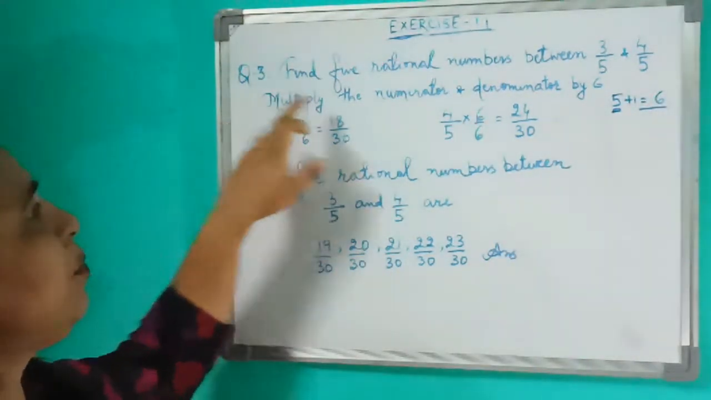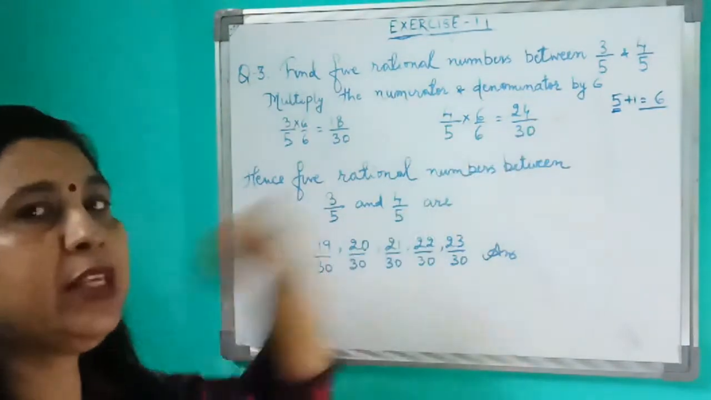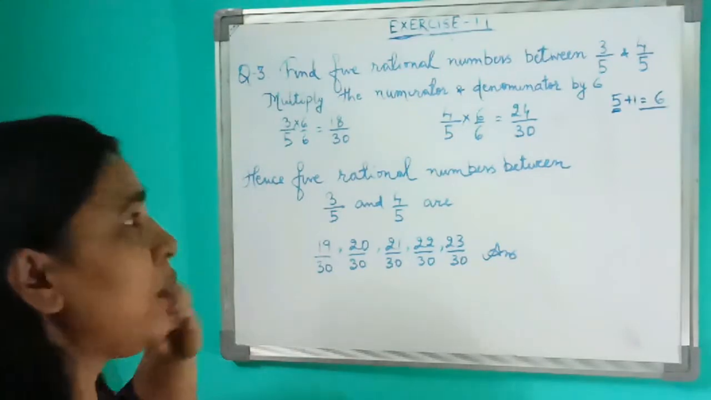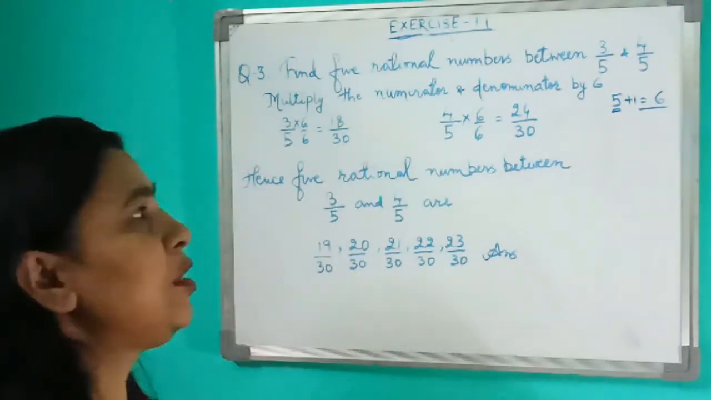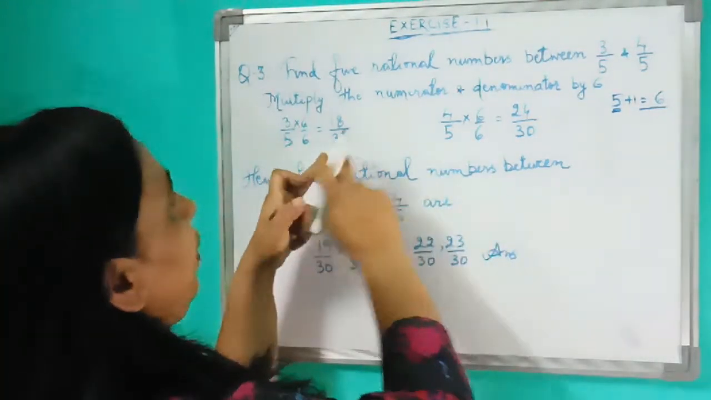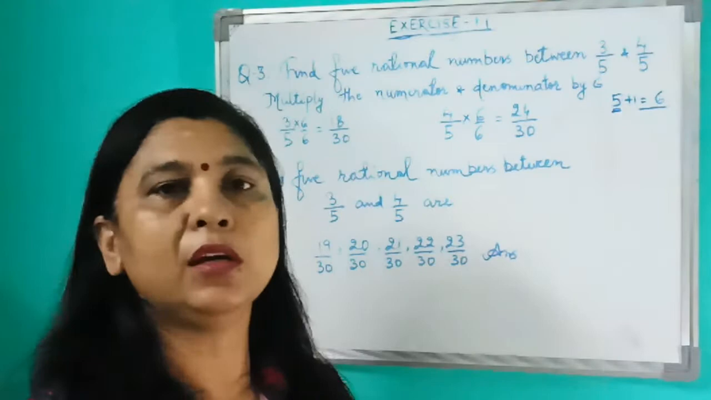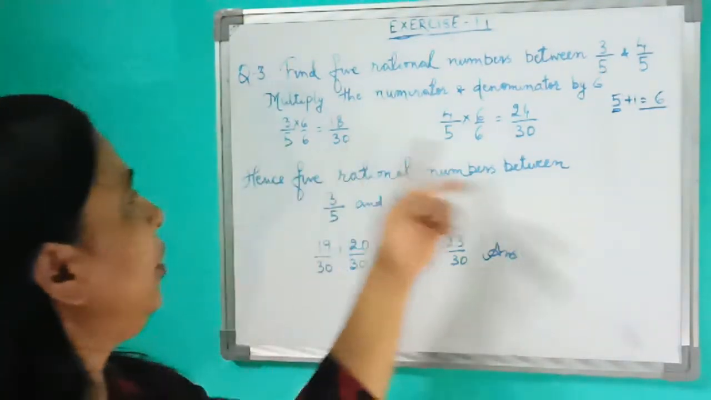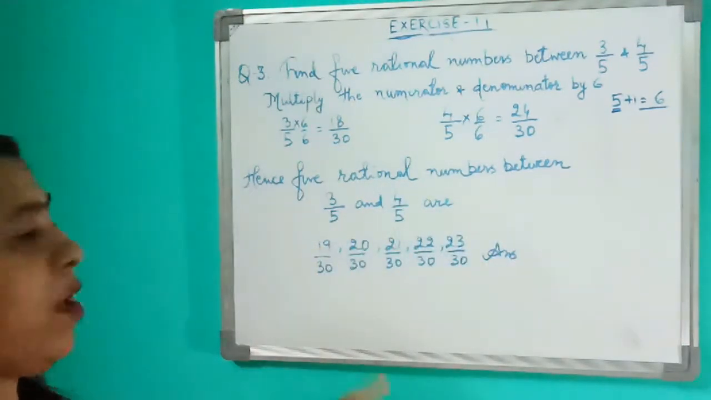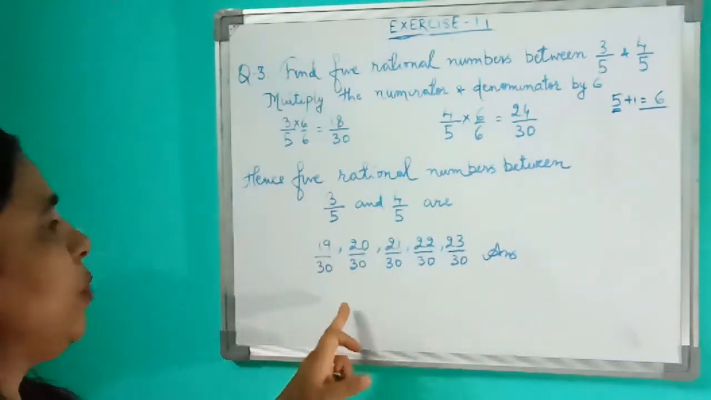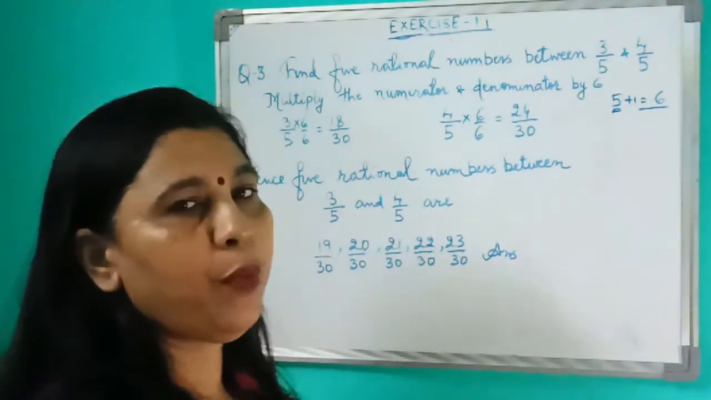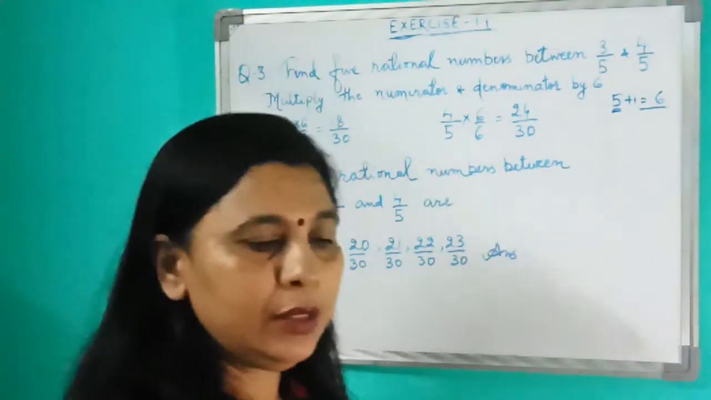We will multiply the numerator and denominator by 6 and we will get 3 upon 5 into 6 upon 6 which is equal to 18 upon 30. 4 upon 5 into 6 upon 6 which is equal to 24 upon 30. Now we can easily find out the 5 rational numbers between these two numbers. So hence 5 rational numbers between 3 upon 5 and 4 upon 5 are 19 upon 30, 20 upon 30, 21 upon 30, 22 upon 30 and 23 upon 30. Is it clear?